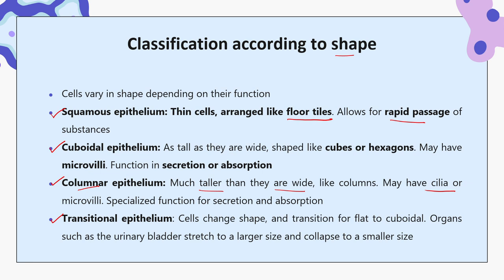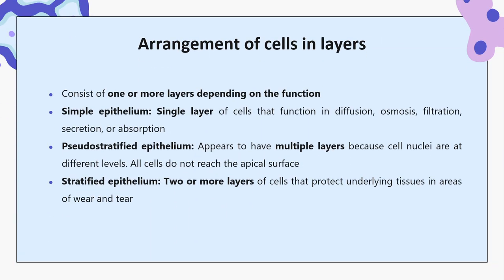Next type is transitional epithelial tissue. These tissues have the ability to change their shape. Cells can change shape and transition from flat to cuboidal. For example, the location of transitional epithelial tissue is the urinary bladder. Most of the urinary bladder contains transitional epithelial tissue.